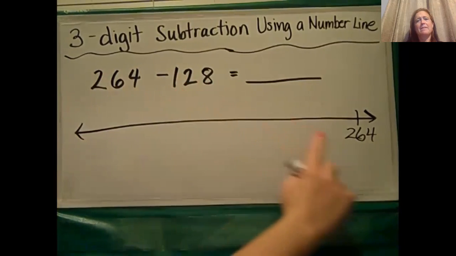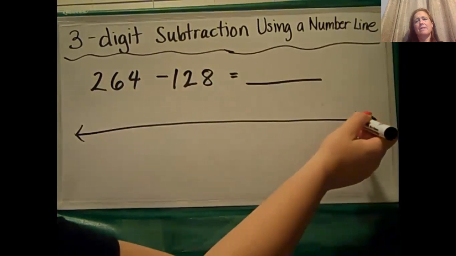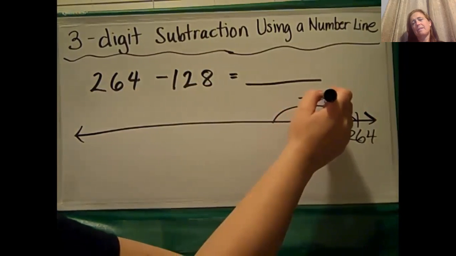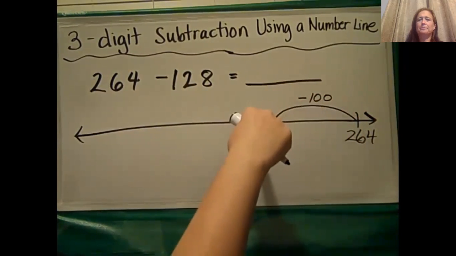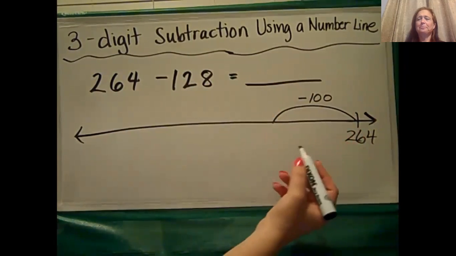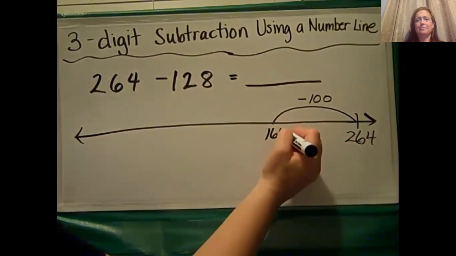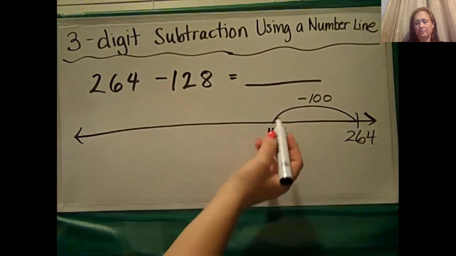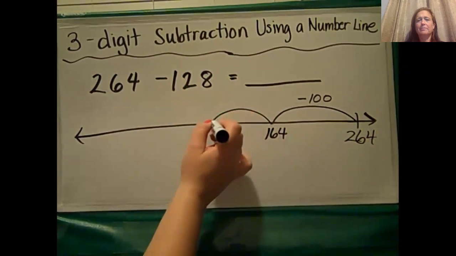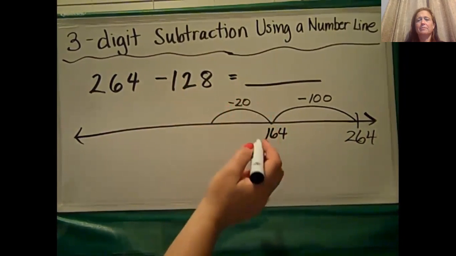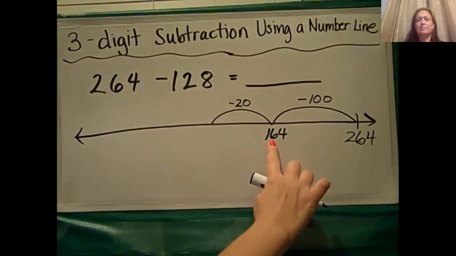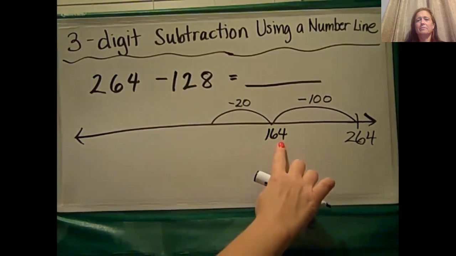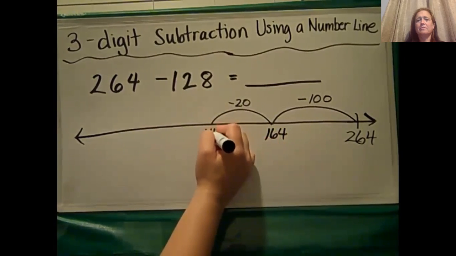I'm going to start with the hundreds. So if I have 264, I'm going to hop backwards 100. And I'm going to write minus 100 to show that I'm going backwards. If I take 100 away from 264, I have 164. Now I'm going to hop 20 spaces back. I'm going to write minus 20. If I take 20 away from 60, I get 40. So 164 minus 20 would be 144.